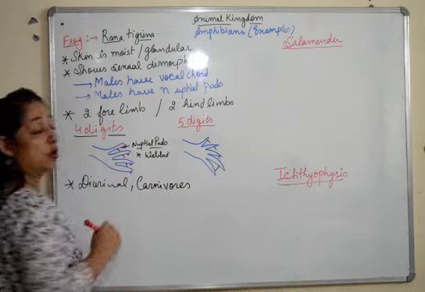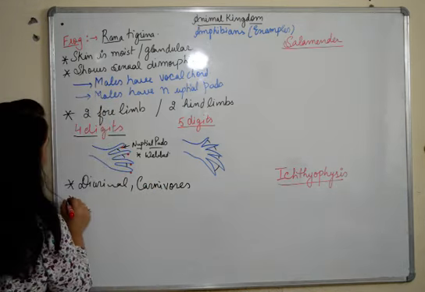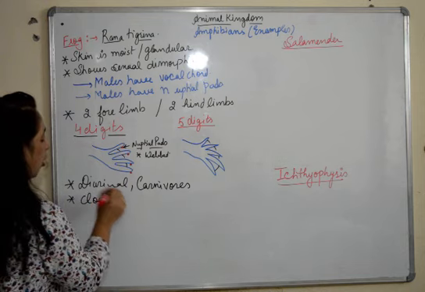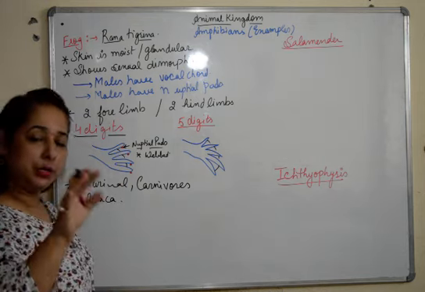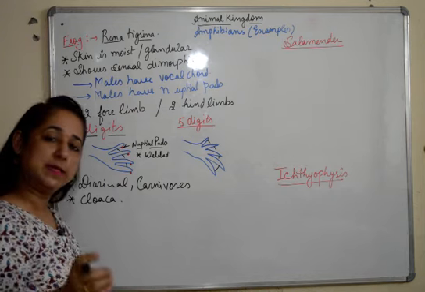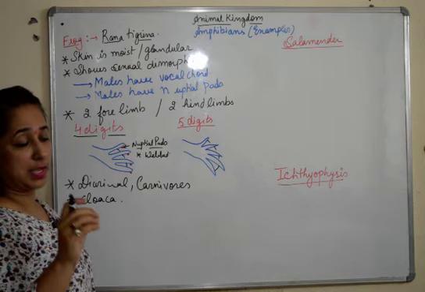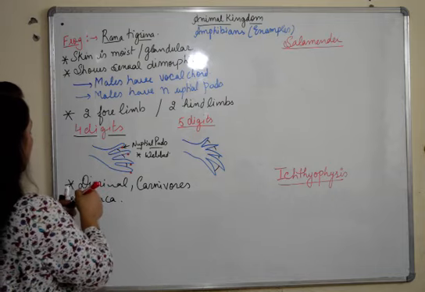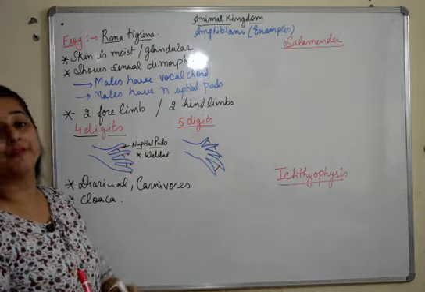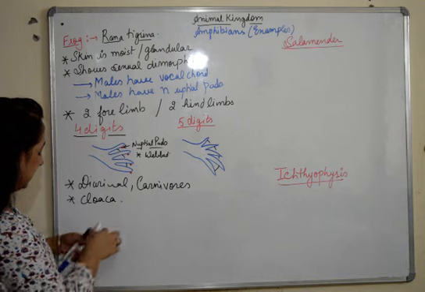They are carnivores. They have a cloaca, a common opening for urine as well as feces, because they excrete semi-solid waste. So they have a cloaca present in it. So these are certain features of frog or Rana tigrina.